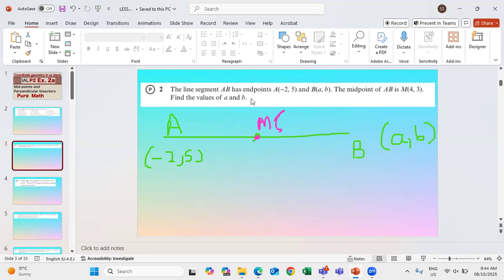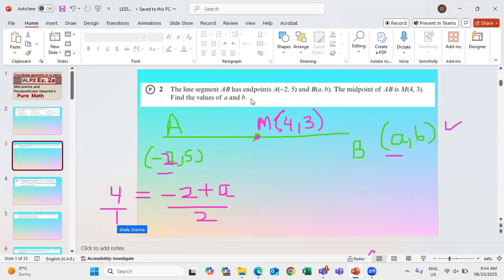So in this question, what is happening? Midpoint is already given. We have to find what is this A and B. So now we know the relation between the two endpoints and the midpoint. So we will follow the same rule that X value of the midpoint is obtained by adding the X values of the endpoint. So it is negative 2, this is negative 2, plus A divided by 2.